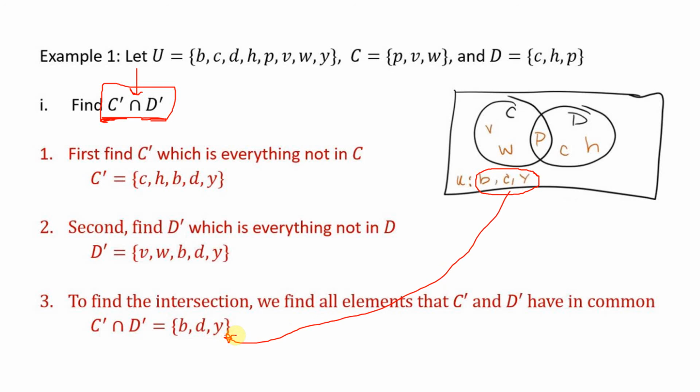Okay, so again, that's an easy way to do it if you are very good at looking at the picture and not messing up the symbols. But if we do ask you for step by step, then we are expecting to see this. First you have to find C complement, then you have to find D complement, then you have to find their intersection. All right, so that is it for example number 1.